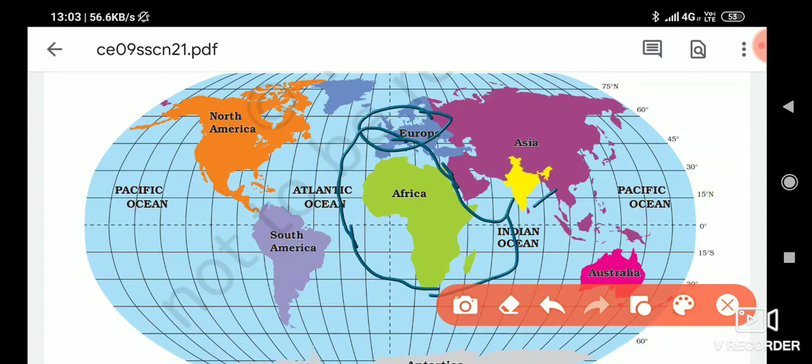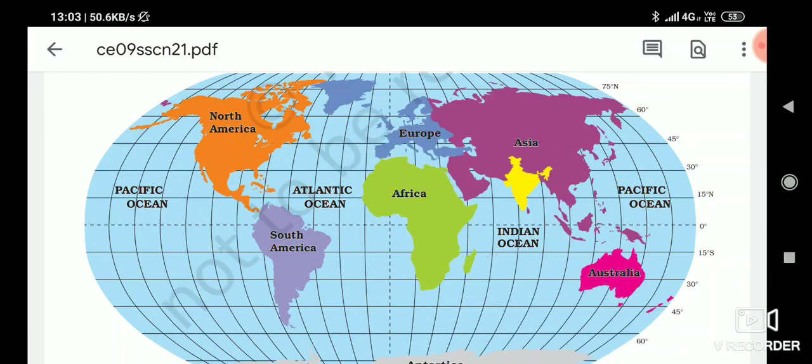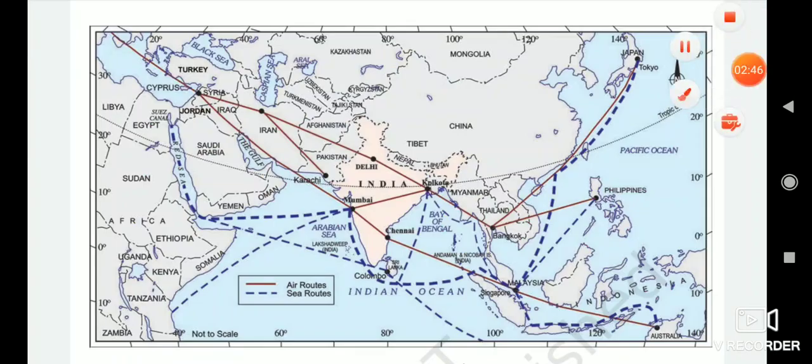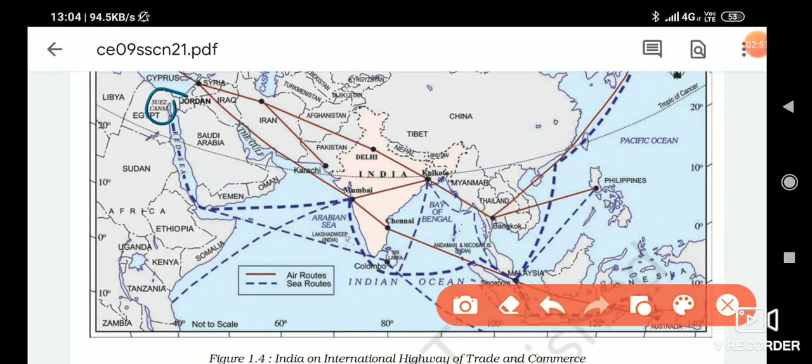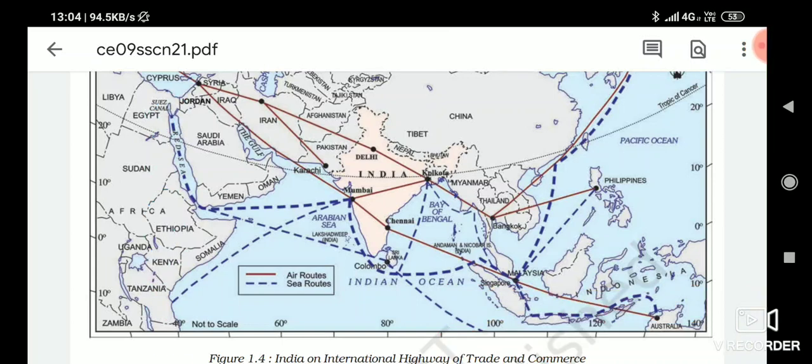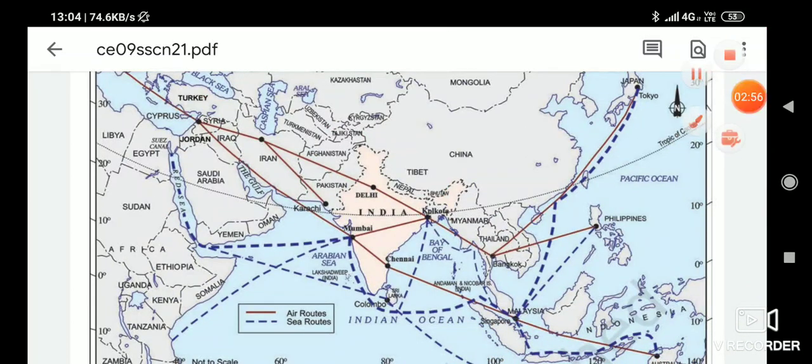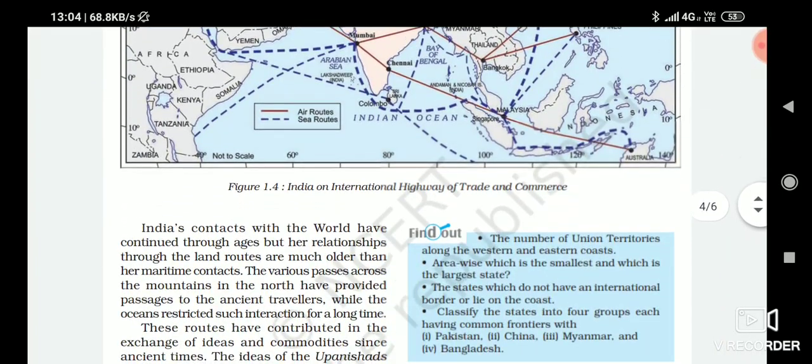lengthy distance. So you can see the Suez Canal reduced the time and the distance from the European countries, from the Western countries to the Eastern countries, right? Look, where is the Suez Canal? You can see here, here only. So you can think that India was a very prominent point of the world from where the traders used to do maritime trade.